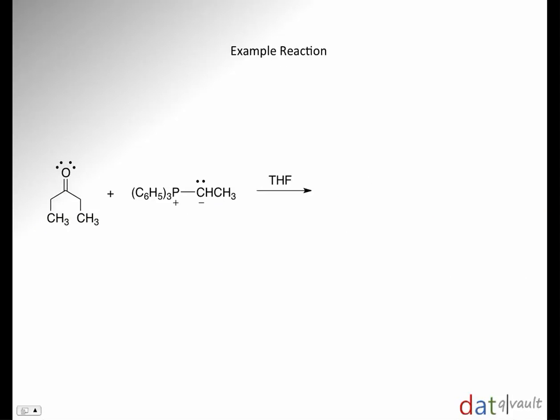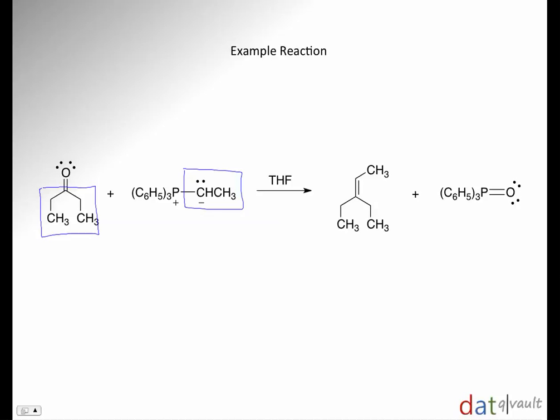But first, let's go over an example Wittig reaction, because the one that I just showed you was pretty generic. Let's take this ketone here, which is 3-pentanone, and mix it with this Wittig reagent here, where we have an ethyl group attached to phosphorus. If we remember from the previous slide, we're basically going to join the alkyl portions of these two reagents to form our carbon-carbon bond. Again, THF is a very common solvent for the Wittig reaction, and it results in this alkene here and the byproduct triphenylphosphine oxide.